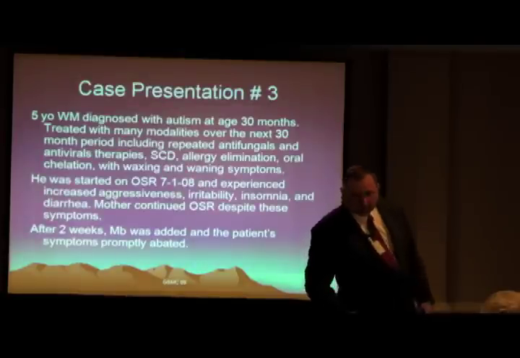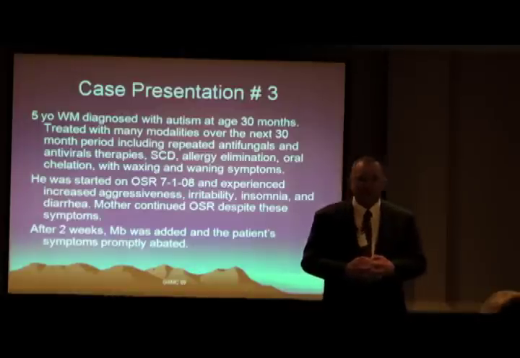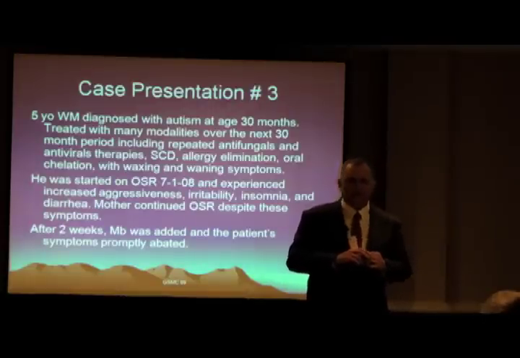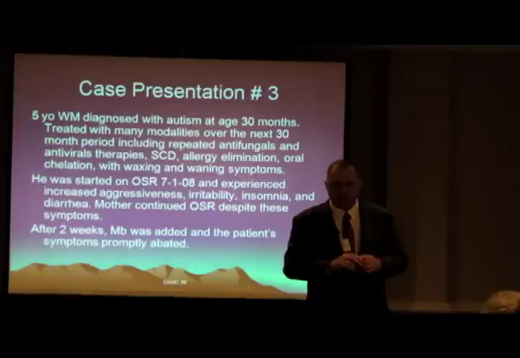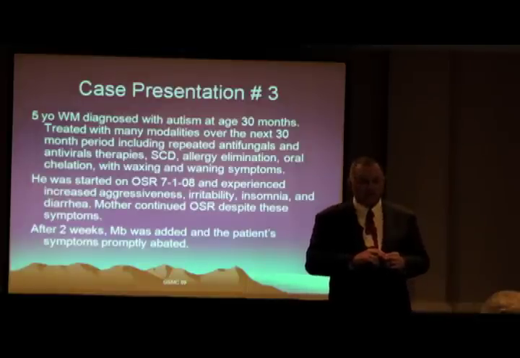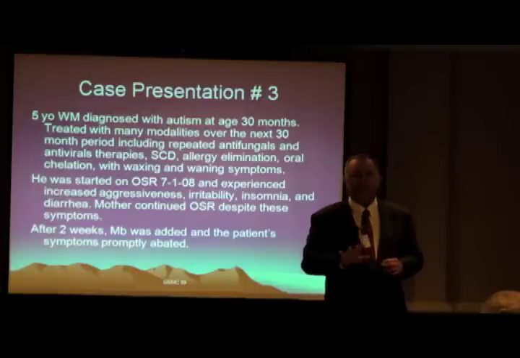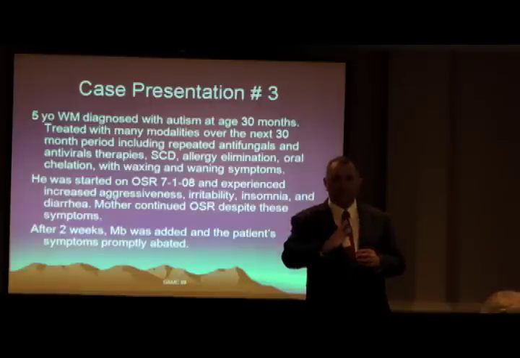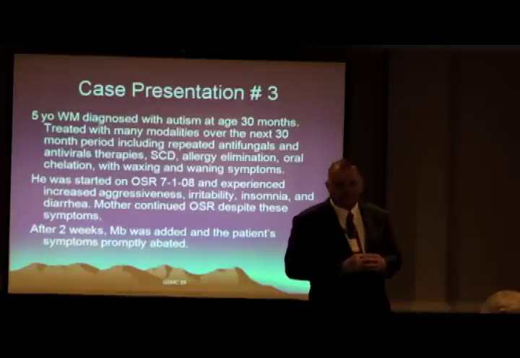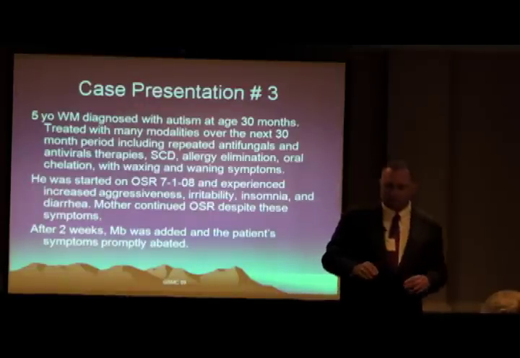The third case I want to present is a 5-year-old white male who was diagnosed with autism at age 30 months. He was treated with many modalities over the next 30-month period, including repeated antifungal and antiviral therapies, a specific carbohydrate diet, allergy elimination, and oral chelation, with waxing and waning symptoms. He was started on OSR on 7/1/08 and experienced increased aggressiveness, irritability, insomnia, and diarrhea. Now, this is before I figured out the molybdenum piece. Mother was one of these determined mothers, and she plowed through it, continuing to give him this despite these symptoms. After 2 weeks, the molybdenum was added, and the patient's symptoms promptly abated.